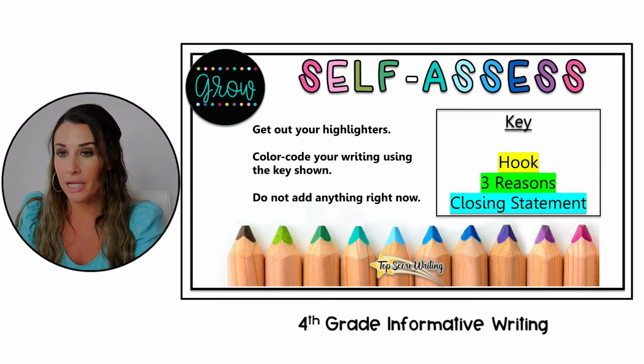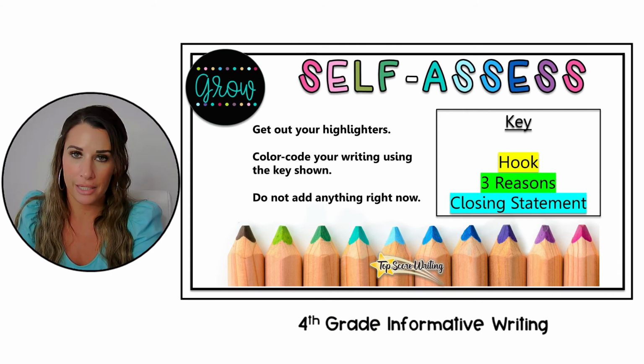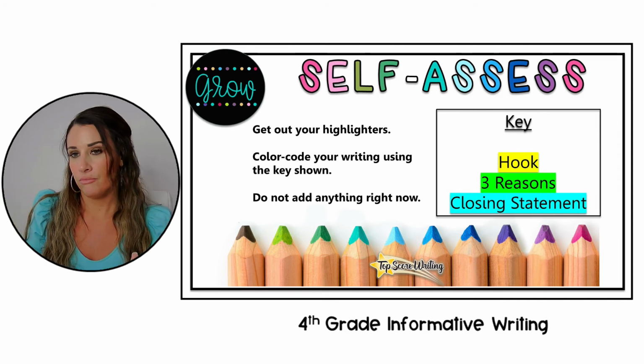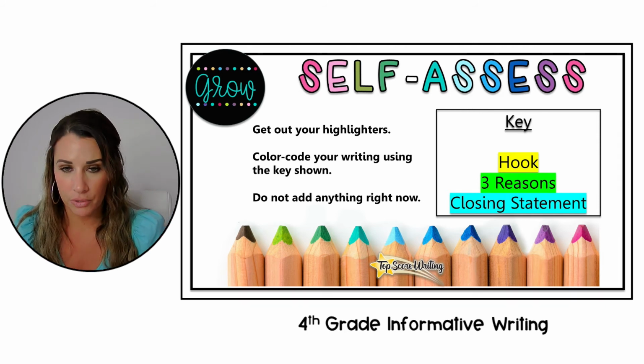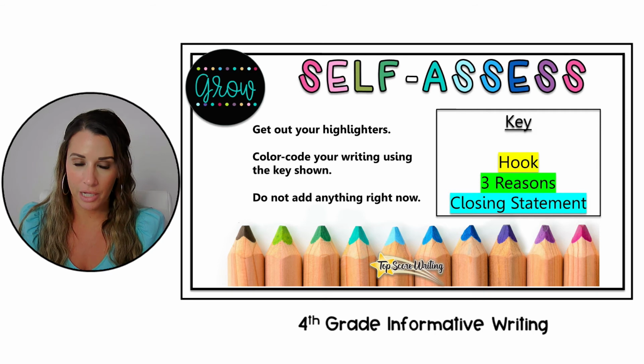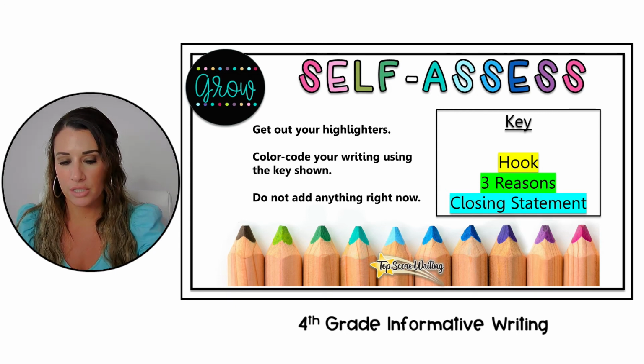If you don't have highlighters, maybe colored pencils or crayons, you can always underline the sentences in colors. And I want you to color code using the key to the right. Now, if you don't have yellow, green, and blue, use any 3 colors you have. But I do want you to highlight your hook in one color, highlight your 3 reasons or topics in one color, and then highlight your closing statement in one color. So you should clearly see 3 different parts. Okay, make sure you see 3 different parts.